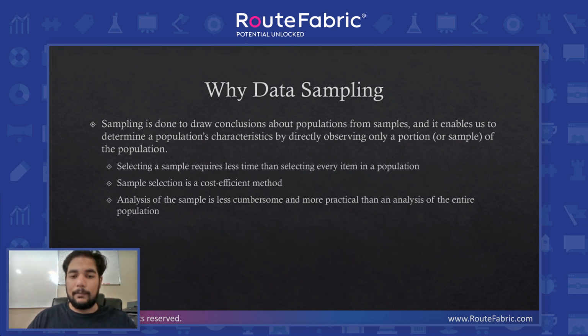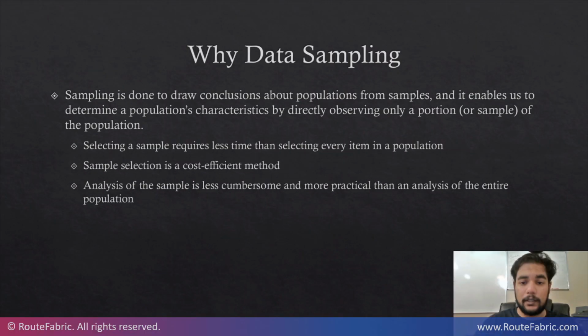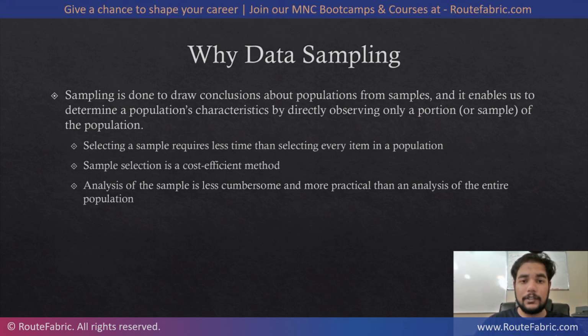Why do we do data sampling? Sampling is done to draw conclusions about populations from samples, and it enables us to determine a population's characteristics by directly observing only a proportion of the population. Selecting a sample requires less time than selecting every item in a population. Sample selection is a cost-efficient method, and it helps us analyze the data in a less cumbersome and more practical way than analyzing the entire population.